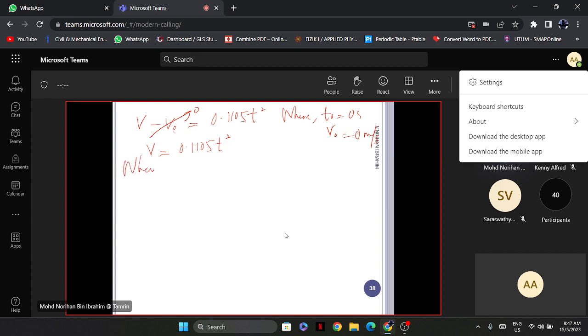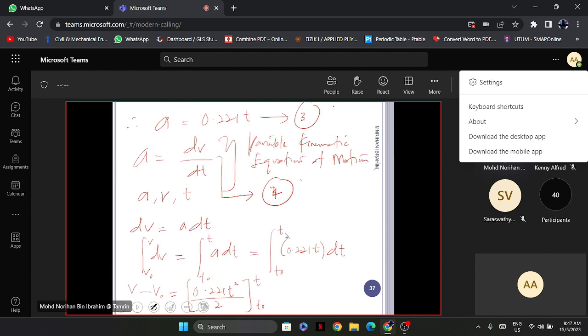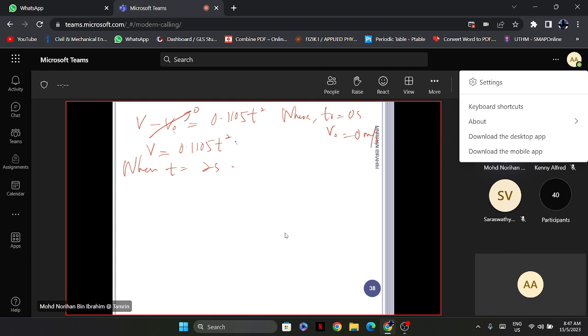So when t is equal to 2 seconds, what is the velocity? Let's consider this as equation 5. When t is equal to 2 seconds, therefore V is equal to 0.1105. We multiply with this 2 power 2, then we got the answer for the velocity when t is equal to 2 seconds, which is 0.442 meter per second. Okay.